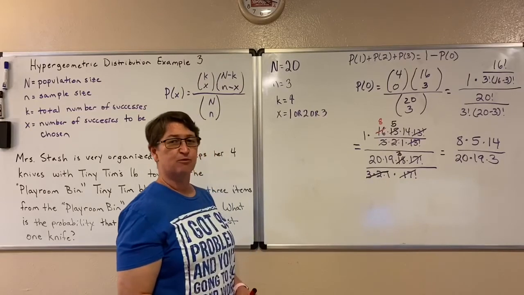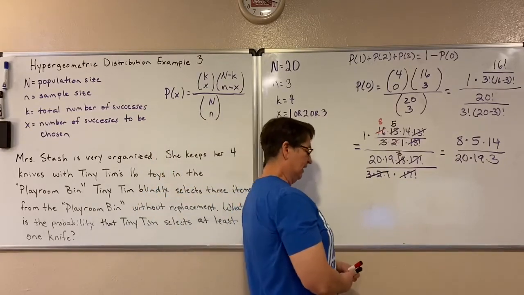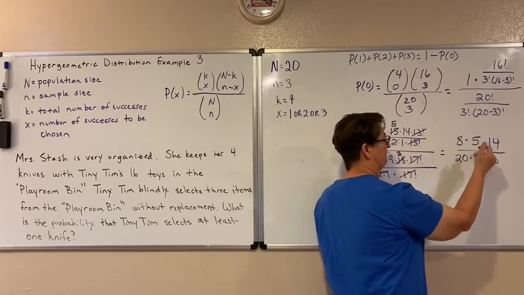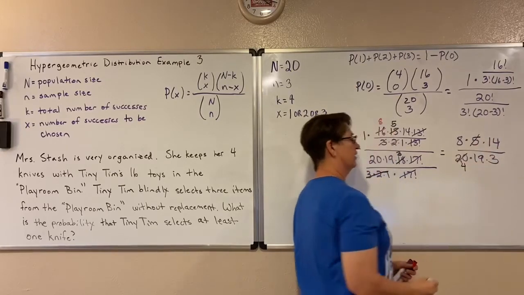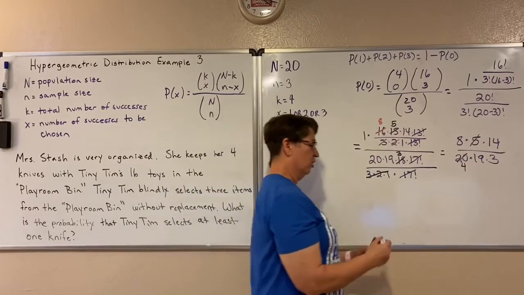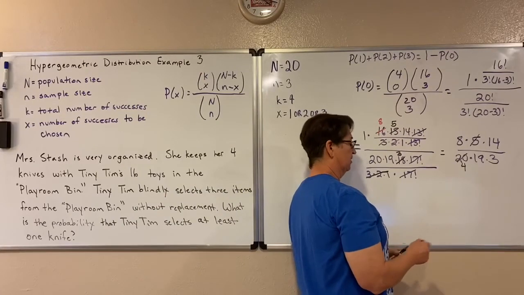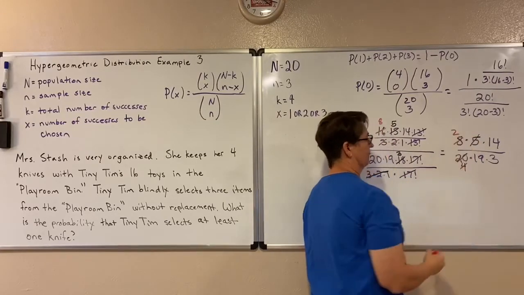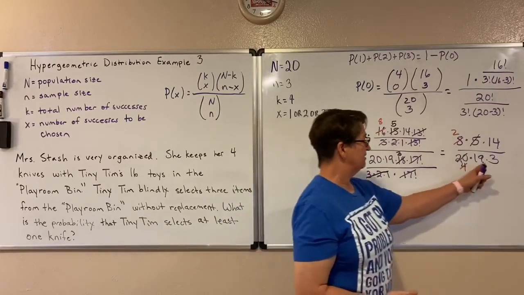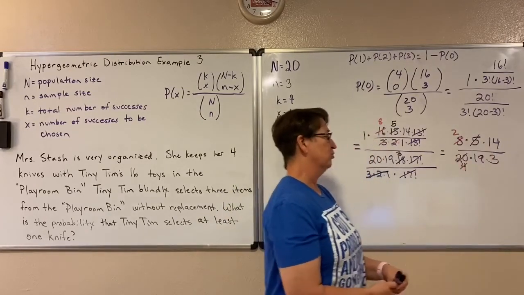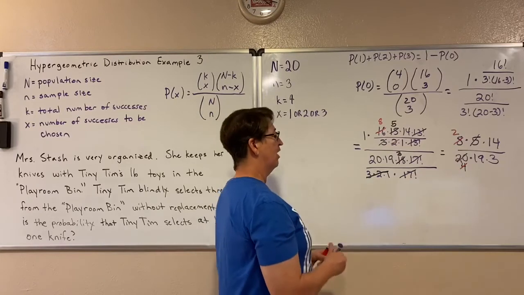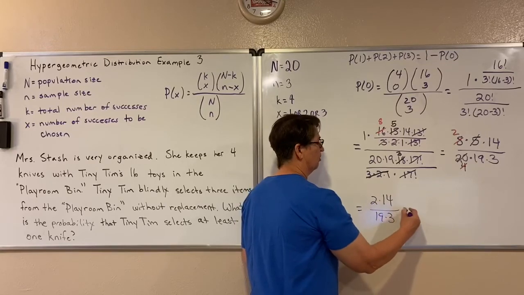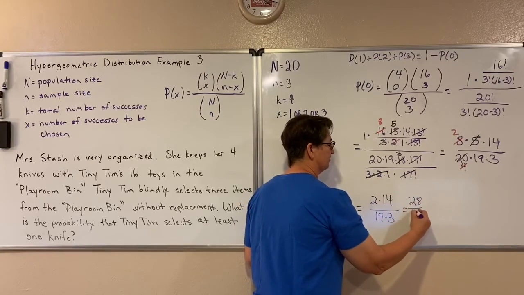Again, I'd like to simplify before I multiply. So if I can, I'm going to look for anything that divides. So notice this has a factor of 5 and this has a factor of 5. 5 goes into 20 4 times. And this 4 can go into that 8 on top. So 8 divided by 4 is just 2. Now on bottom I have 19 and 3. They don't have any factors in common with 2 times 14. So now I'm just left with 2 times 14 over 19 times 3, or 28 over 57.